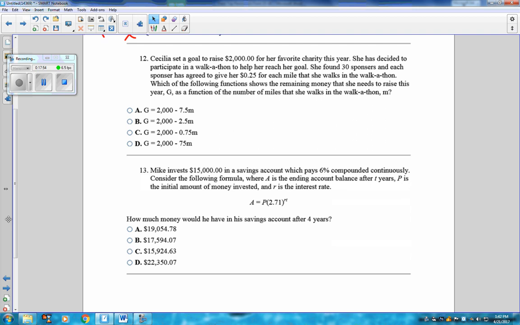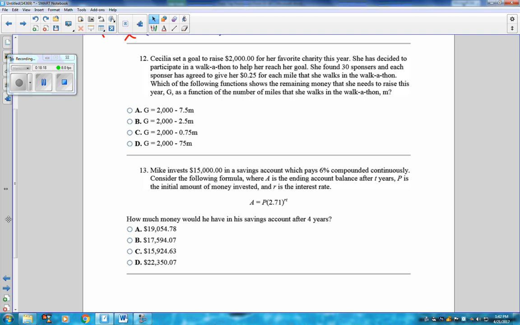Problem 12. Celia has set a goal to raise $2,000 for her favorite charity this year. She has decided to participate in a walkathon to help her reach her goal. She found 30 sponsors, and each sponsor has agreed to give her 25 cents for each mile that she's walked in the walkathon. Which of the following functions shows the remaining money that she needs to raise this year, G, as a function of the number of miles that she's walked in the walkathon, M?